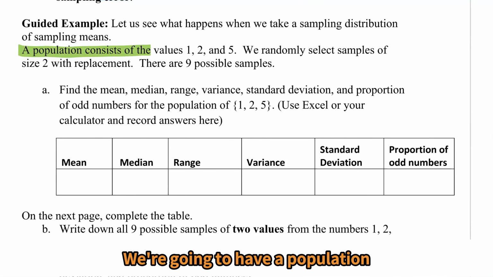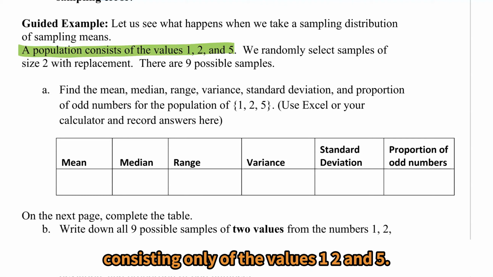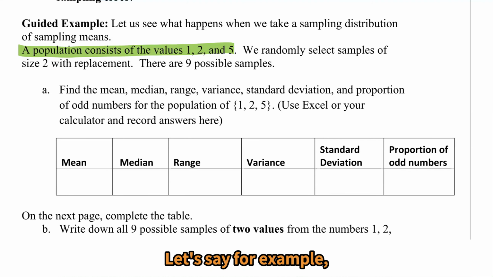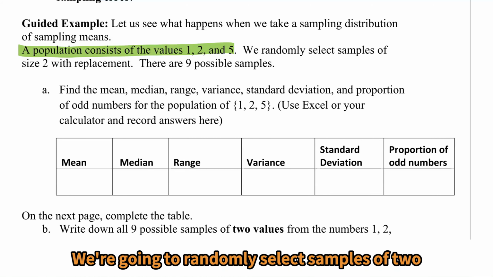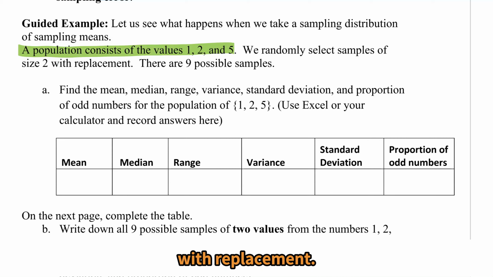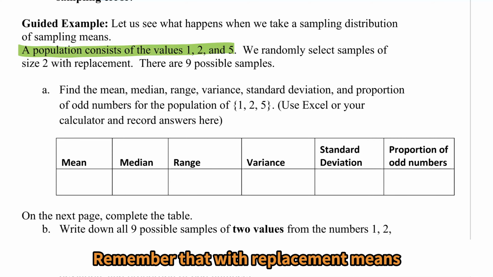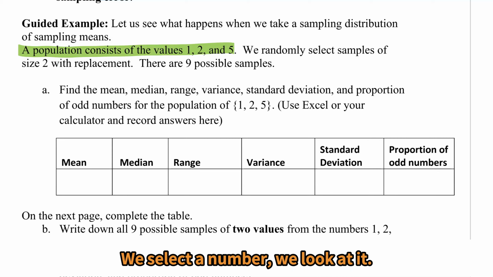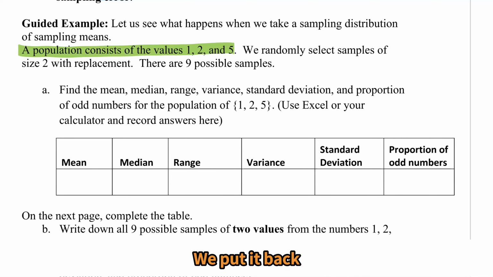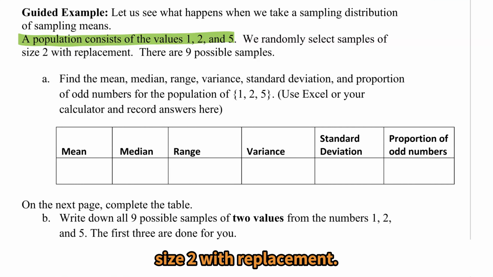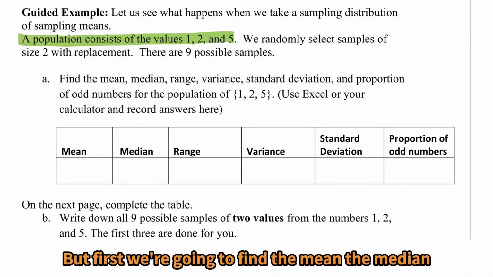We're going to have a population consisting only of the values 1, 2, and 5. Let's say, for example, we are a company that sells socks, and we can sell those socks as single pairs, 2 pairs, or 5 pairs. We're going to randomly select samples of 2 with replacement. Remember that with replacement means we can select it again. We select a number, we look at it, we put it back, and we have that same probability of taking that again.